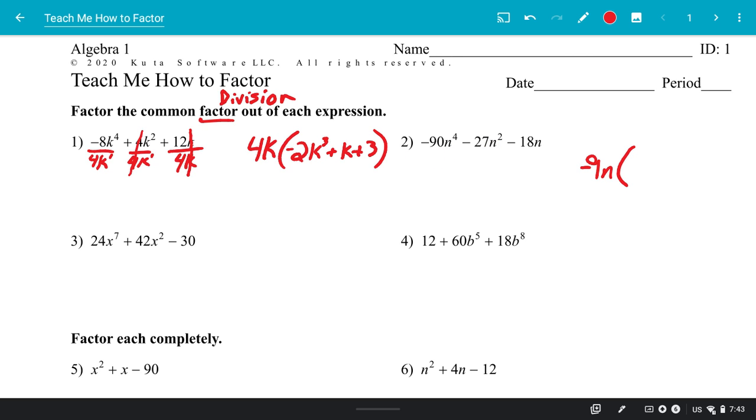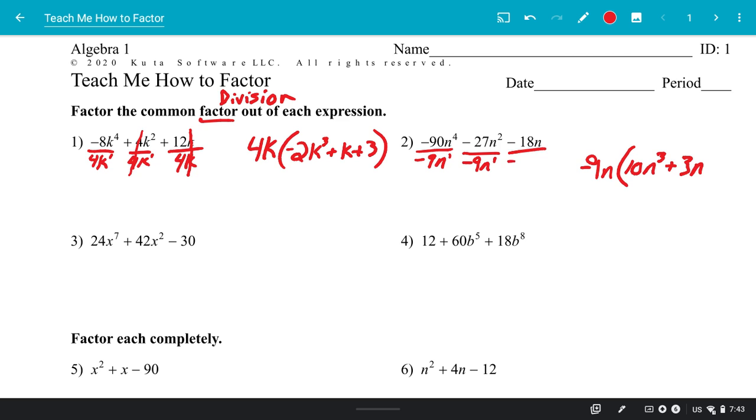Now what I end up doing is dividing each one of these by a -9n. Well, -90 divided by -9 is 10. And n to the fourth divided by n is n cubed. Remember, we subtract the exponents. So 4 minus 1 is 3. Do the same thing for the second term, divided by a -9n. Well, -27 divided by a -9 is a positive 3. And then 2 minus 1 is 1, so that's n.